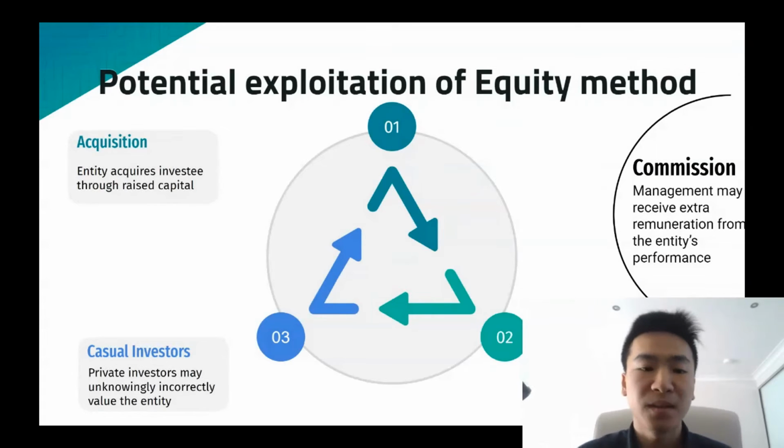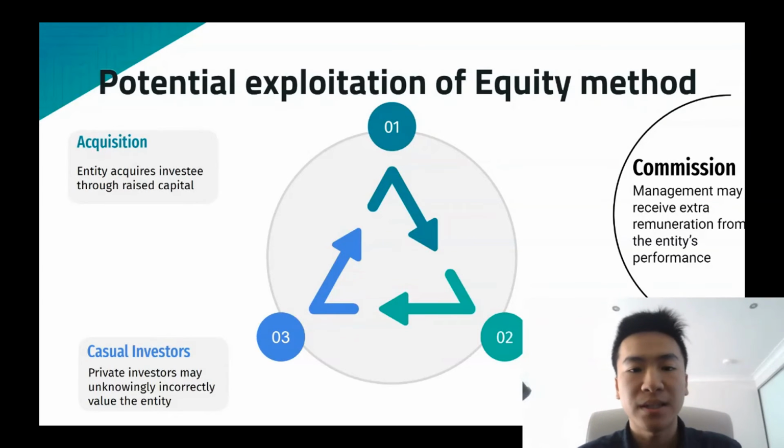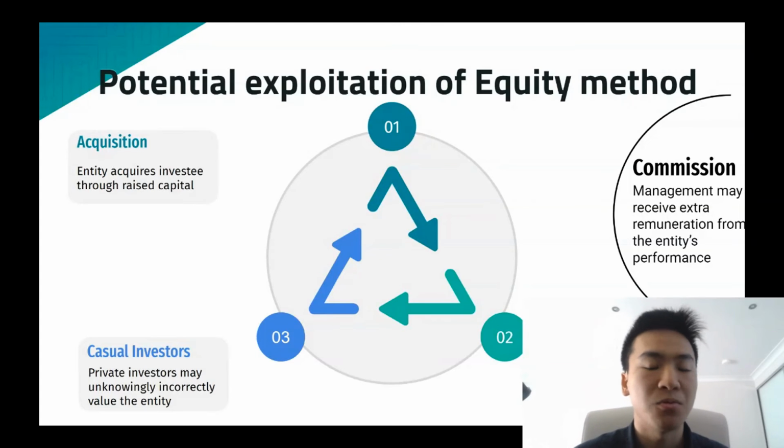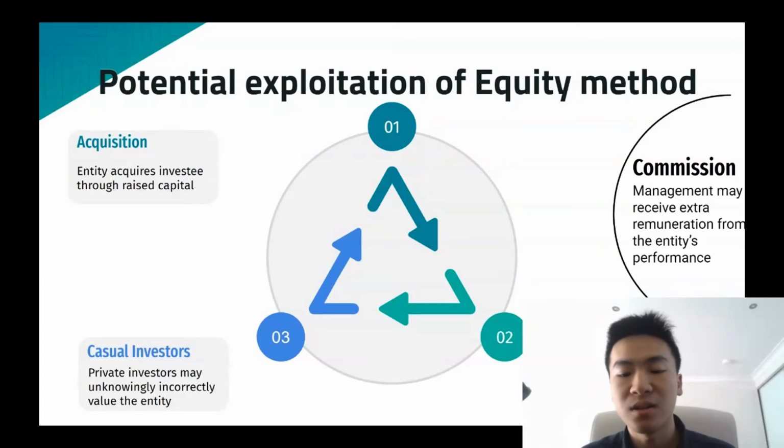Right, so what does that mean? So, potential exploitation of the equity method. Right here we have a diagram where we look at basically the whole cycle. In the beginning, at acquisition, the entity acquires the investee through raised capital, or however they finance it. In the second part, we have increased performance, where under the equity method, assets and revenue are artificially inflated, leading to an inflated return on assets or return on sales being overvalued.